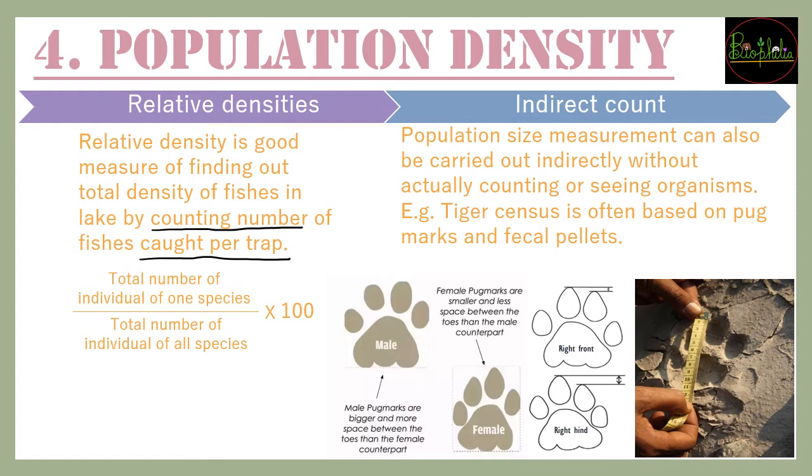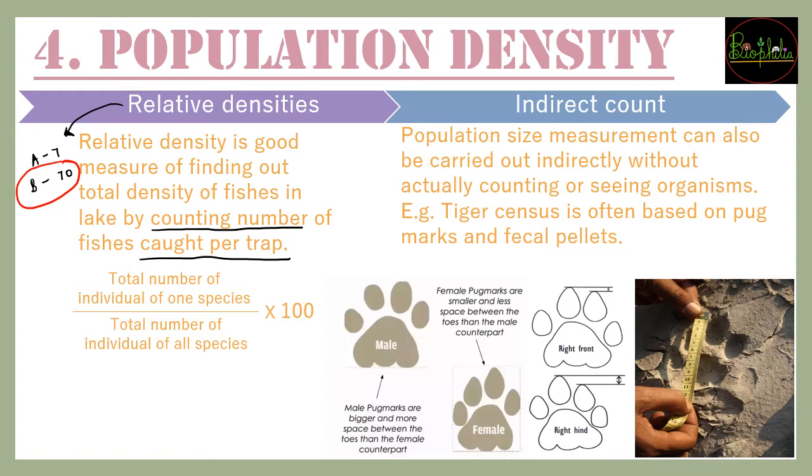So हो सकता है कि एक जगह पे आप गए, आपको एक ट्रैप में in the given period of time you got 7 fishes. दूसरे वहाँ पे गए, you got 70 fishes. So the lake A which had only 7 fishes and the lake B which got 70 fishes, who is going to have more relative density? More relative density will be the case in pond B, which had 70 fishes caught. क्योंकि उतने टाइम में जिनका पॉपुलेशन ज़्यादा होगा उन्हीं के ट्रैप ज़्यादा आएंगे.